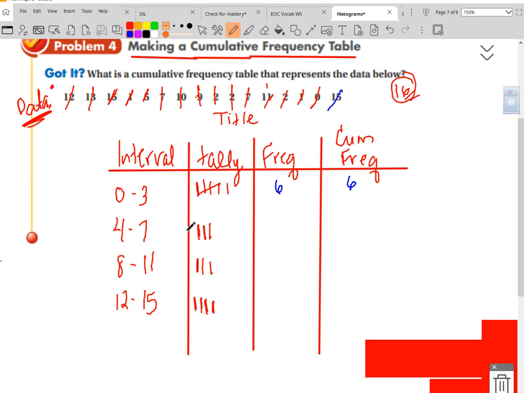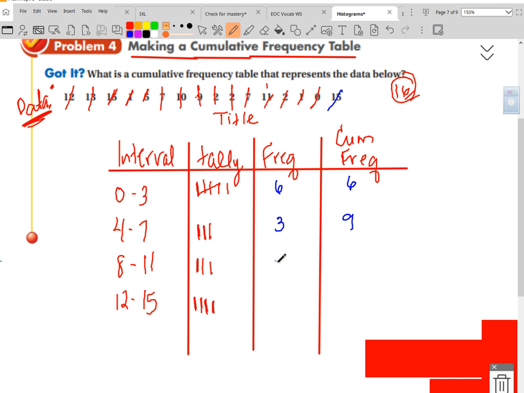Now, how many are in this interval? 3. So 3 goes here, but now we add these two together, and now it's cumulative. We're adding those up. That's what cumulative means. It kind of stacks on top of one another, right? The 6 wouldn't, because it didn't have anything to add it to. It's always added to the previous interval, and there's not an interval before that. So for this first one, the frequency and cumulative frequency are always going to be the same.